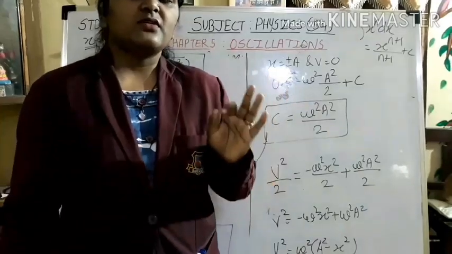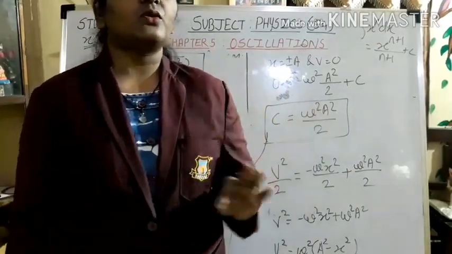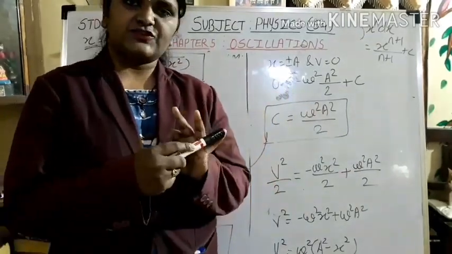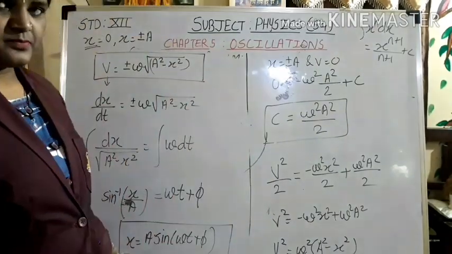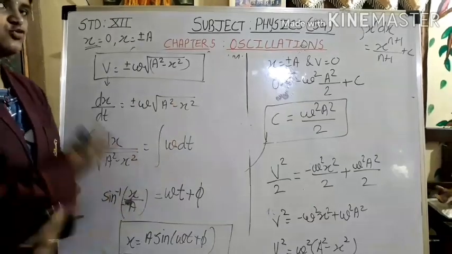So we have derived all the three values: acceleration, velocity, and even displacement. Okay, just have a look, then we'll move towards another point.